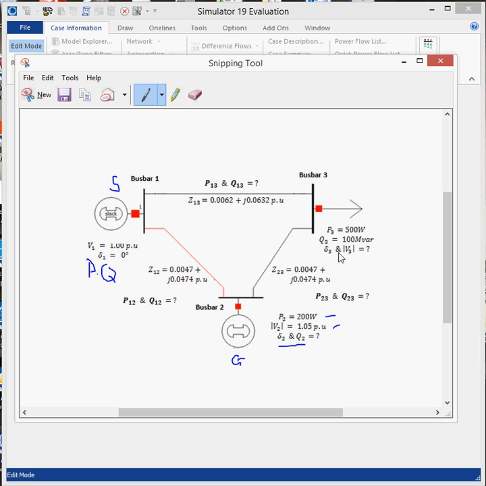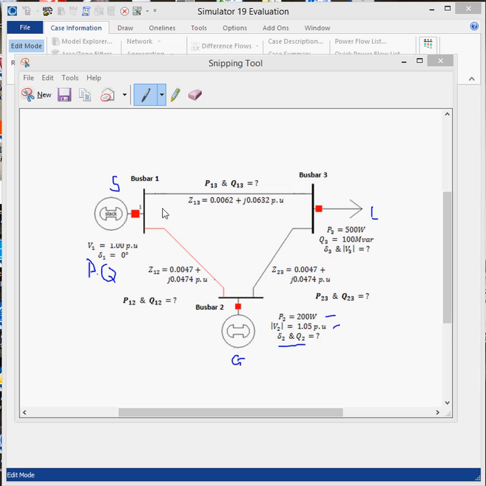Okay, and for the last bus the given parameters are P and Q, where the voltage and angle are unknown. So this is known as the PQ bus, which is actually a load bus.